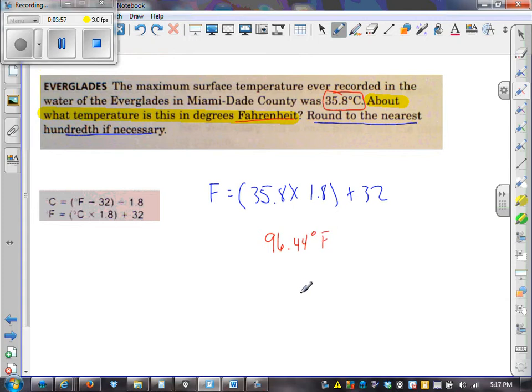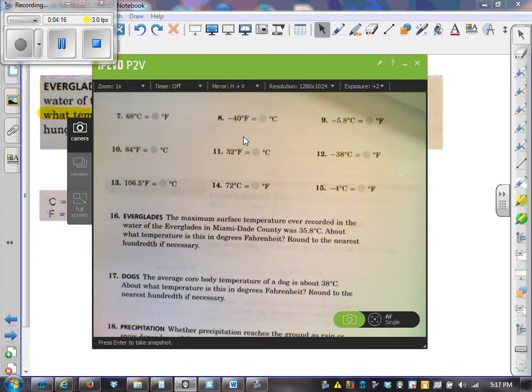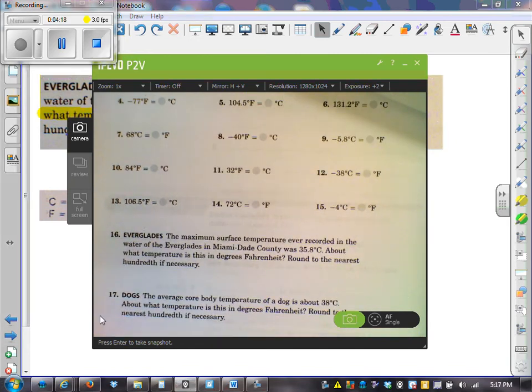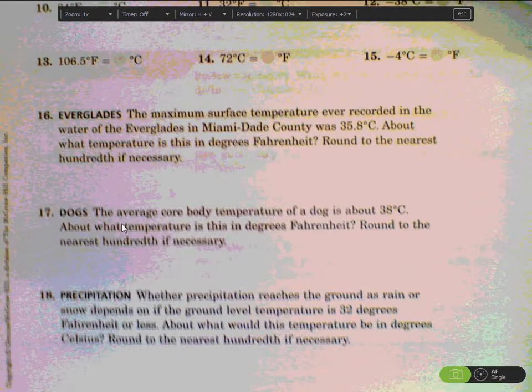That's actually pretty warm for water, especially in a body of water. But the Everglades can be hot, right? So there is the answer for that. Like I said, it wasn't very hard. It wasn't any different than the problems up here where we're taking Celsius and converting it to Fahrenheit. We'll do another one. We'll do 17 here.